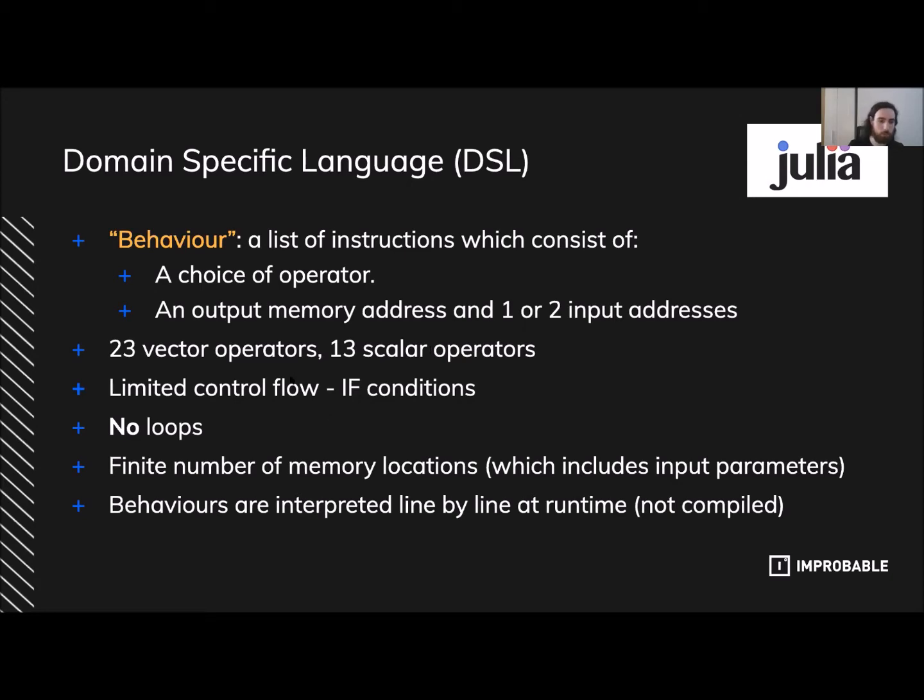There are some constraints to this DSL, so there's limited control flow. We have if conditions, so you can branch the program, but we don't have else conditions, and we don't have loops. So there is some branching, but it's still a bit restricted. And then there's a finite number of memory registers, and behaviors are just interpreted line by line with Julia. It's not compiled ahead of time.